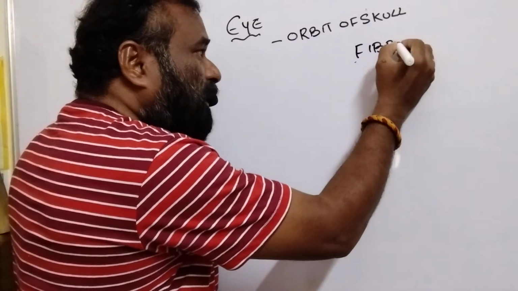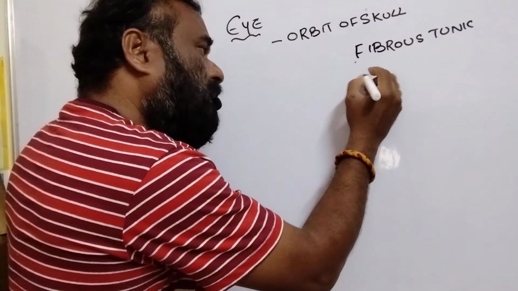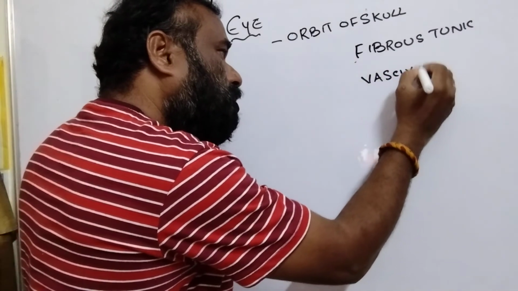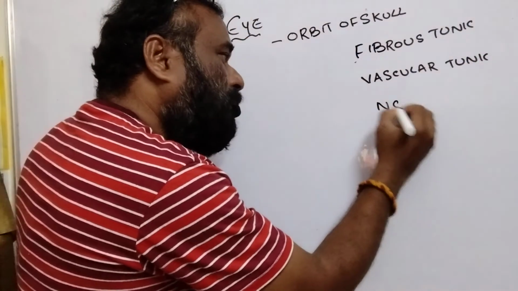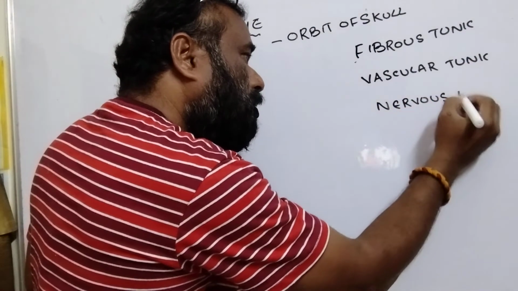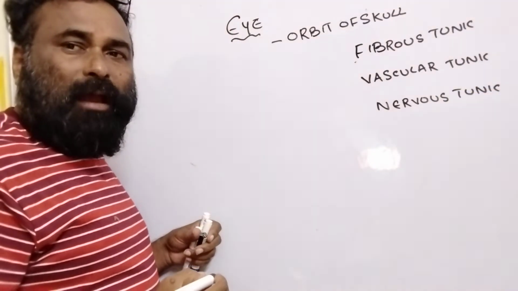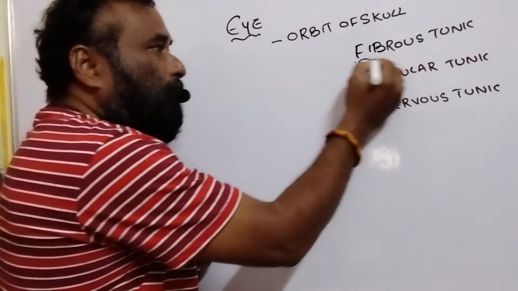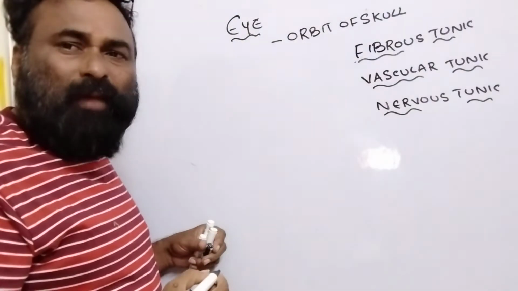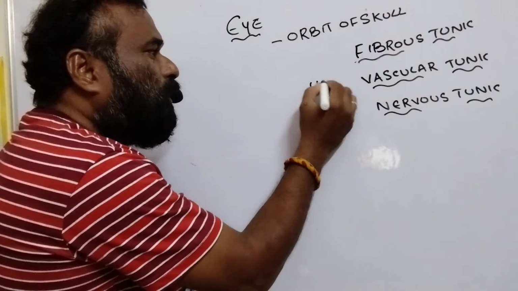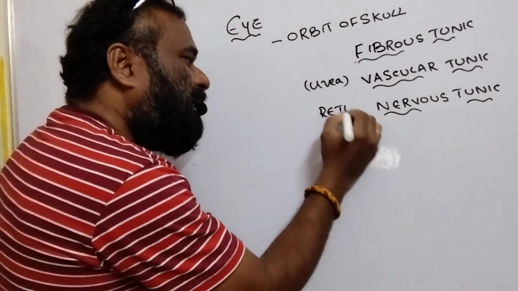They are: one is the fibrous tunic, second is the vascular tunic, third is the nervous tunic. These are the three layers seen for the eyeball: fibrous tunic, vascular tunic, and nervous tunic. Vascular tunic is also said to be the uvea. Nervous tunic is also said to be the retina of the eyeball.